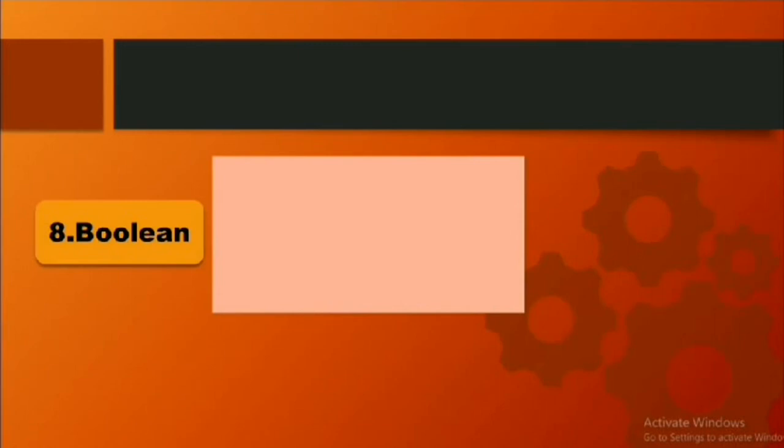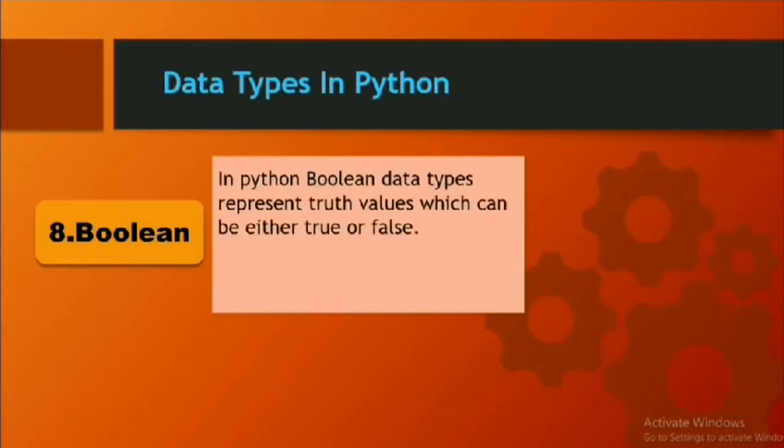The last one is the Boolean data type. In Python, Boolean data types represent truth value, which can either be true or false. With this, we can check whether something is true or false to control the flow of the program or to compare value. For example, is_sunny is equal to True. Here, is_sunny is the Boolean variable representing whether it is sunny or not.